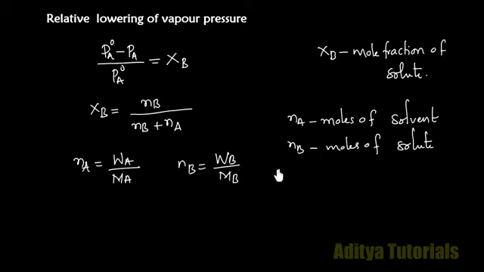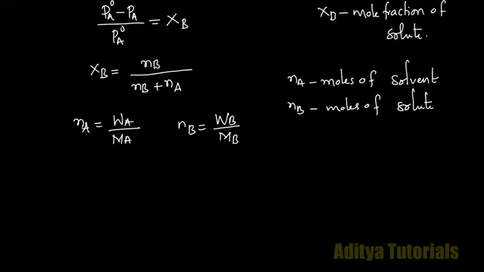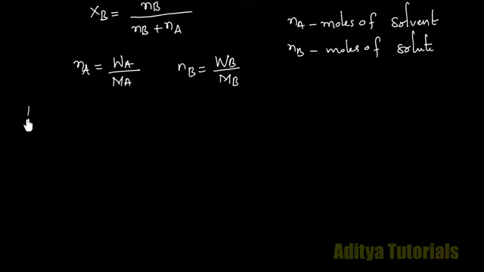For a dilute solution, we have to conclude a few things here. For dilute solutions, the number of moles of the solute is negligible when compared to the number of moles of the solvent. That is, in the denominator term, number of moles of A plus number of moles of B, the number of moles of solvent is more as compared to the number of moles of solute.